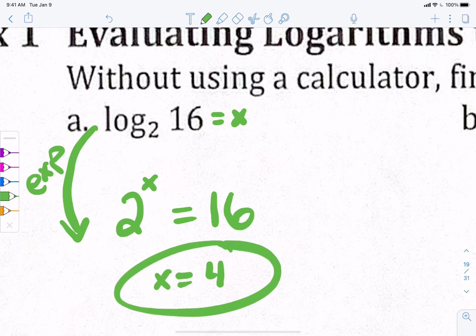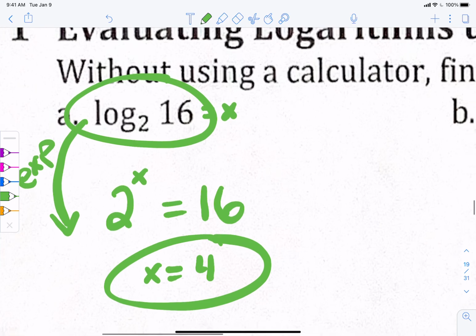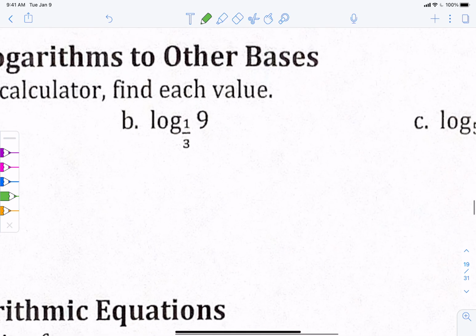X is 4. Okay? So when they ask for log base 2 of 16, log base 2 of 16 is 4, right? Make sense? Okay. All right, B equals x. That's the first step. We need that third piece, and then we have to flip him around and make him an exponential function.